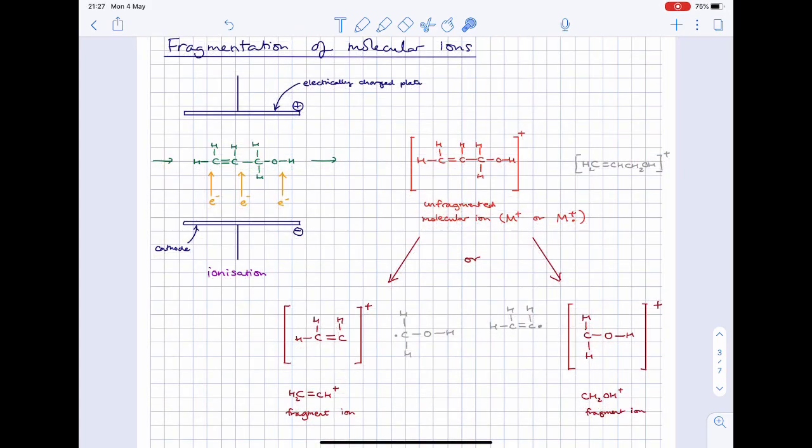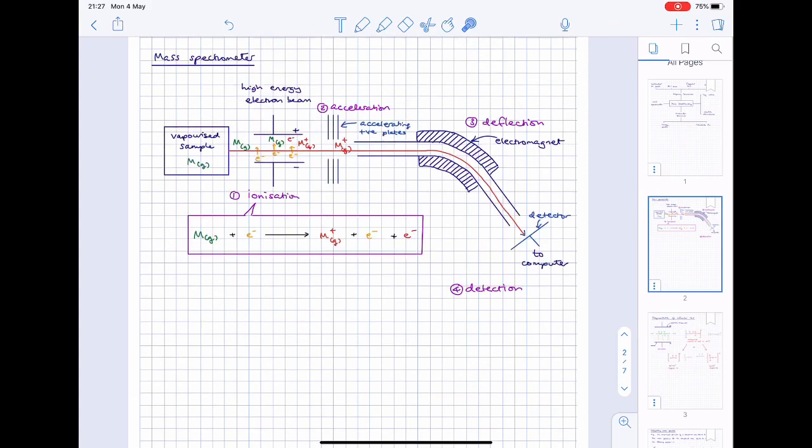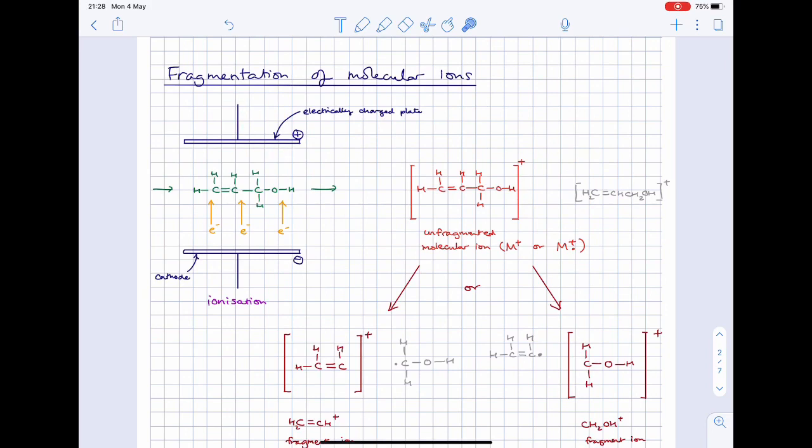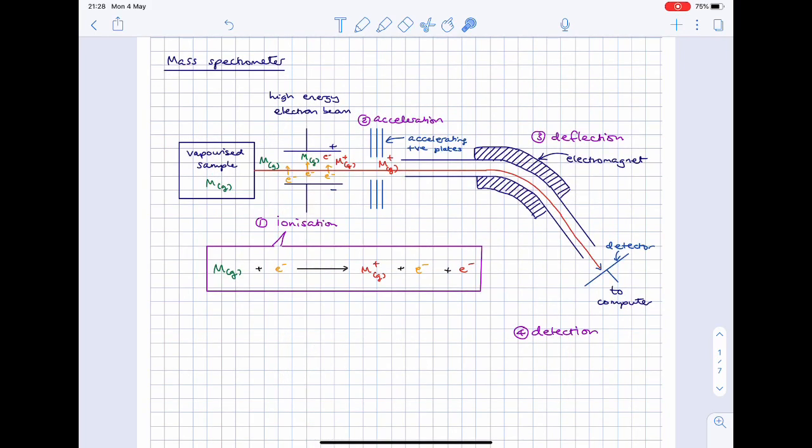Just to clarify this diagram bit, this section here represents this section here. So here's the electric plates as shown here. Here's the molecule becoming the molecular ion as shown here.